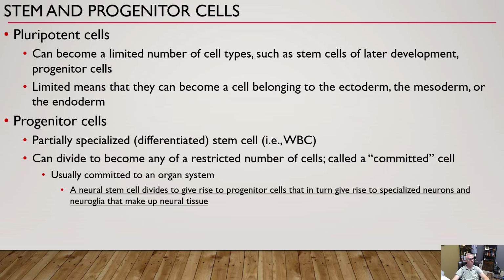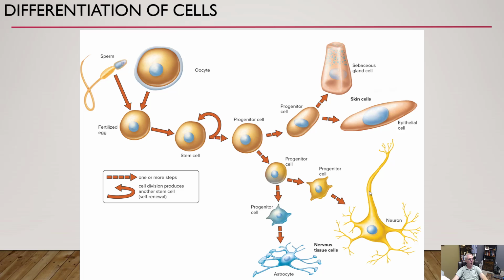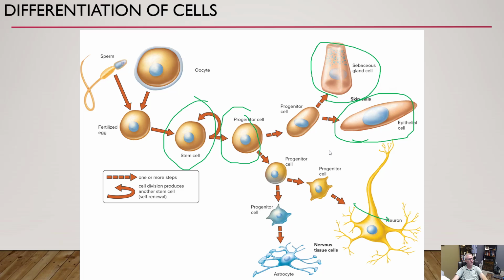So, for example, a neural stem cell can give rise to a progenitor cell that would end up becoming a neuron or a specialized neuron or a neuroglia that makes up neural tissue. So part of the nervous system. So now we're getting down to more of the system level. So here you can see our stem cell, our totipotent stem cell, our progenitor cell, which will eventually be a neuron, or an epithelial cell, a skin cell, or a sebaceous gland cell.